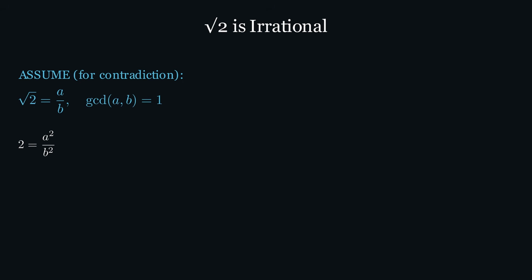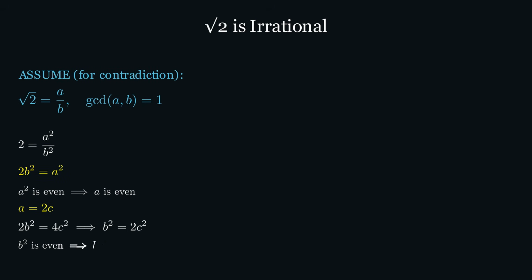Squaring both sides gives 2 equals a squared over b squared. Rearranging, 2b squared equals a squared. This equation shows a squared is even, which means a itself is even. Let a equal 2c for some integer c. Substituting, 2b squared equals 4c squared. Dividing by 2, b squared equals 2c squared. This shows b squared is even, which means b is even.